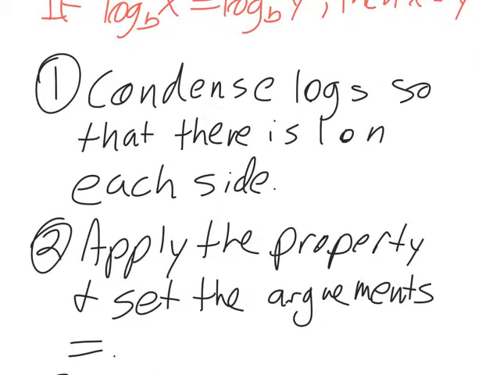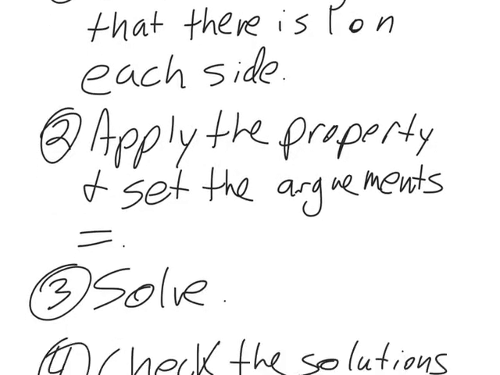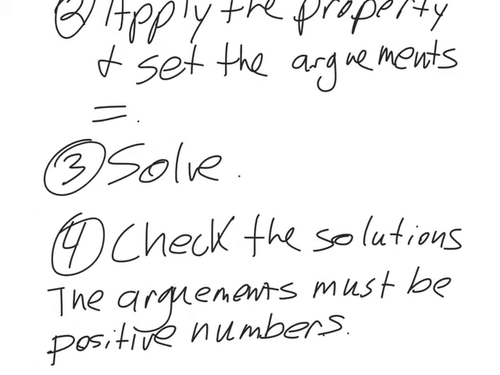Then what you're going to do is apply the property that I just showed you, and you're going to set the arguments of those two logarithms equal to each other. And from there, you will be able to solve the equation. You're going to solve the equation for x in this particular case. And then the last step, on any logarithmic equation, you have to check the solutions.